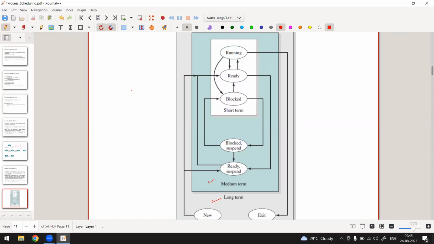And finally, when the process is actually running, it is done through the short-term scheduler, to actually execute the process on the processor, from ready to running and running to block and vice versa. All these transitions are done through the short-term scheduler. So these are the three levels of scheduling which we understand. Okay.